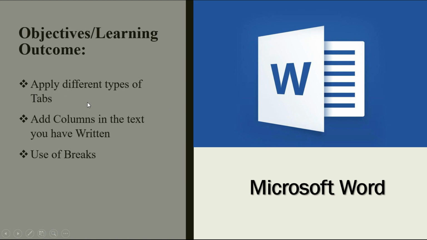The first thing which we'll learn today is how we can apply different types of tabs. The next thing which we learn is how we can add columns in the text which we have already written in order to occupy the free space at the side of our document or our page. And the last thing which we'll learn today is about the use of breaks. We'll discuss this in detail afterwards.